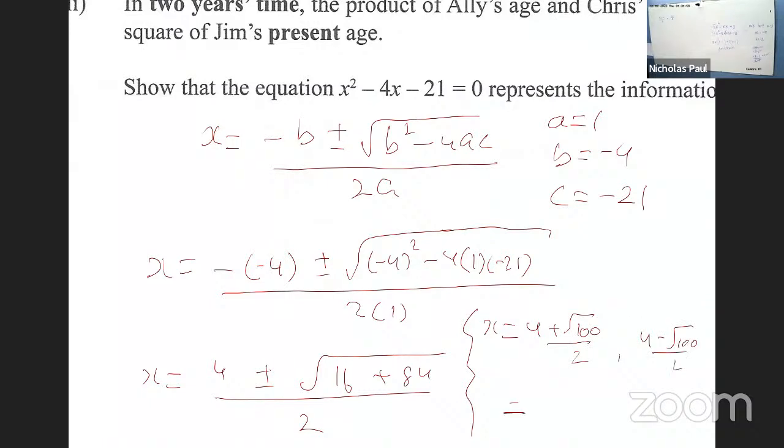Right? So the answers are what? 10 and 4 is right. 7 and minus 3. Can minus 3 work? No. Right? So Ali's age is what? 7. Yeah. So Ali's present age is 7.